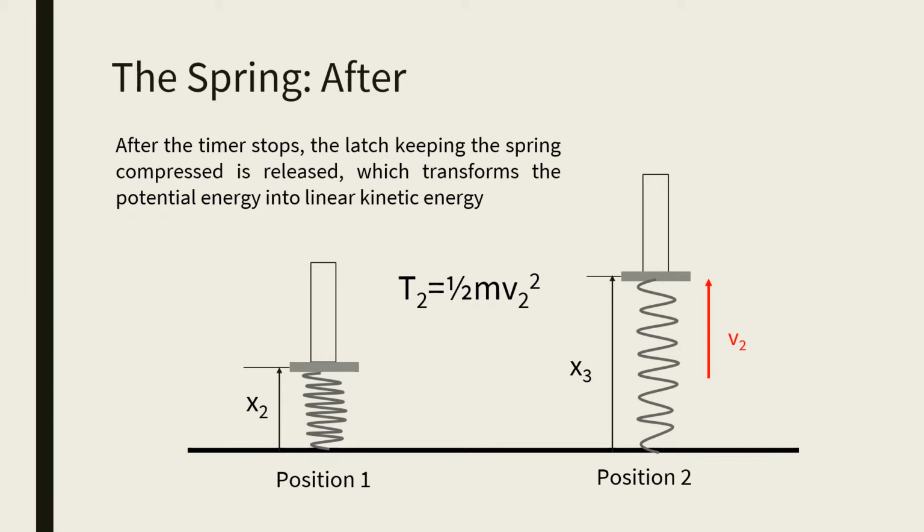After the timer stops, the latch keeping the spring compressed is released, which transforms the potential energy into linear kinetic energy, since the bread only moves in the y direction. And the equation shown, T equals 1/2 mv2 squared, is the kinetic energy equation, and the spring thus moves from x2 to x3.